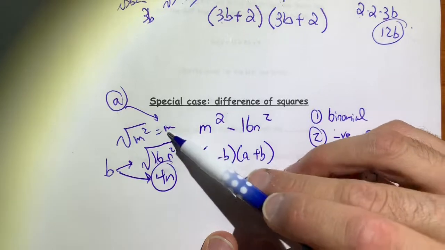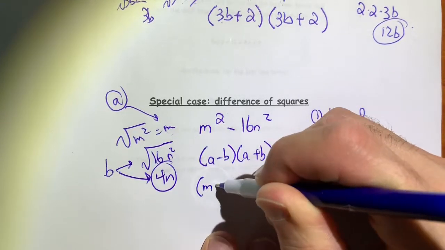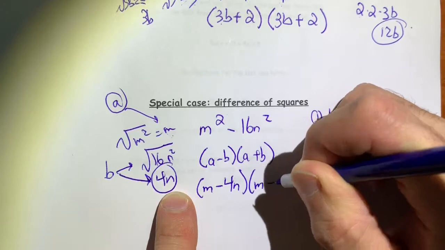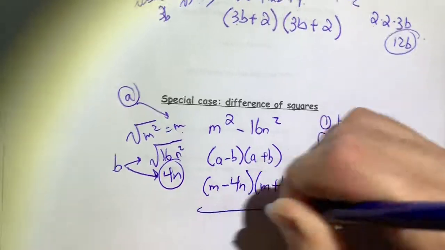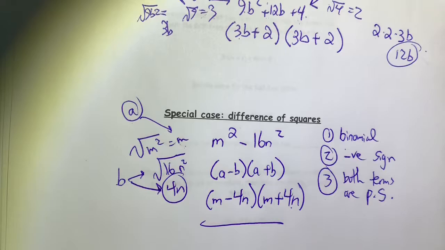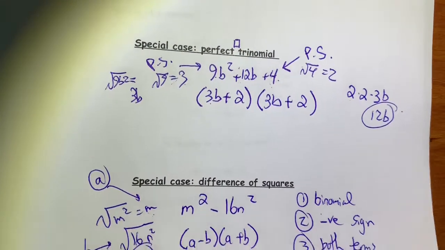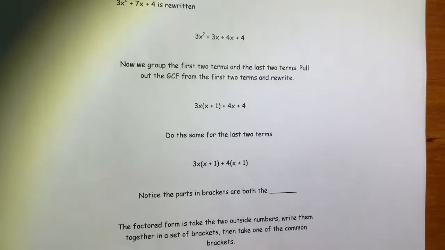So my a term is m, so I'm just going to write m minus, and then b is 4n, like that, and then same thing, just with a plus sign in between, and that's how you factor a difference of squares. All right, so that's a quick review. If you need more, you need to come see me, or maybe just do some practice on your own.